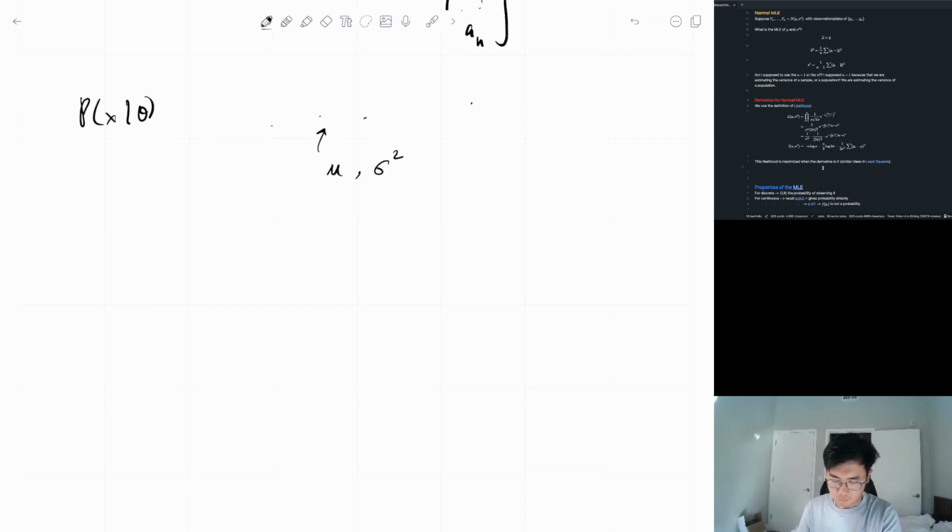For some mu's, it could be 5, it could be 10, okay? But we can just call it mu and sigma squared, right? So what is the probability that given your data, you have mu and sigma squared?